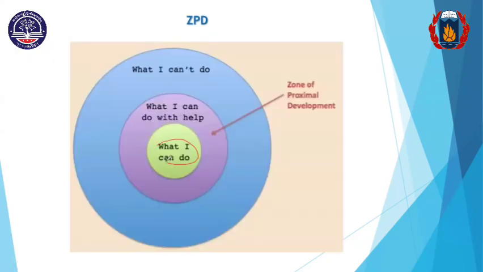ZPD is like that. ZPD is what the learner can do and what the learner cannot do. And in this area, they can do a lot because here the teacher needs to give help. So at that time, they can learn many things. It's all approximate.